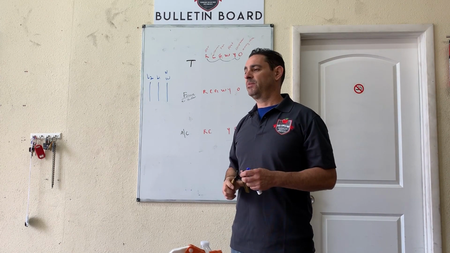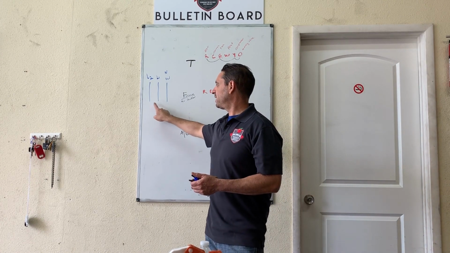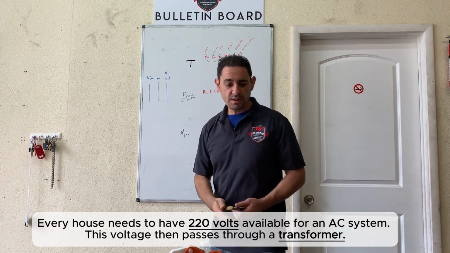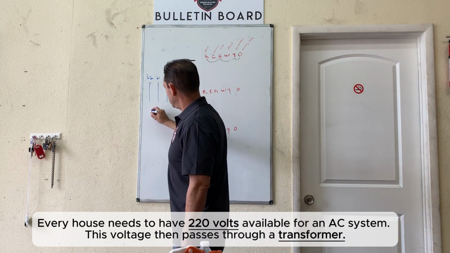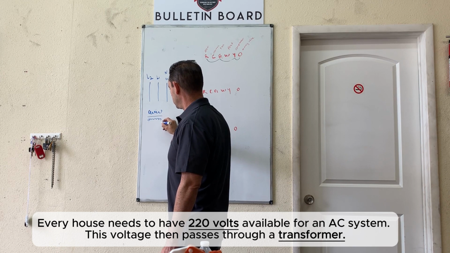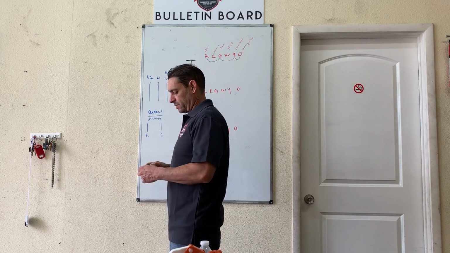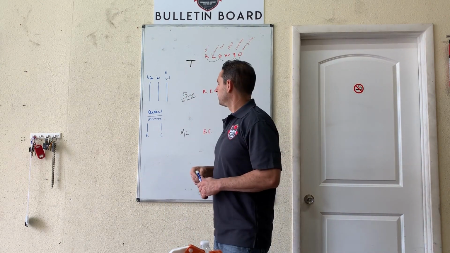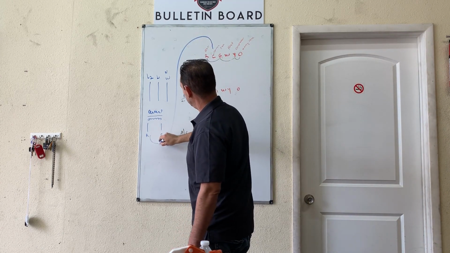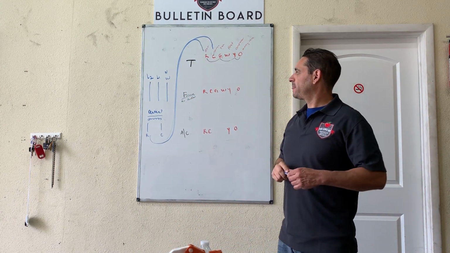Remember, the air conditioners are powered by 220 volts, right? That's why every house has to have 220 volts in order to power an air conditioning system. So that's the maximum. That then goes into a transformer, and I think that's like the symbol for a transformer. And then you get a common, and you get a red. This common actually feeds that, and this feeds that one.